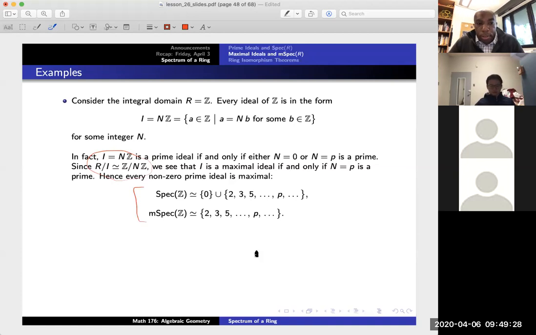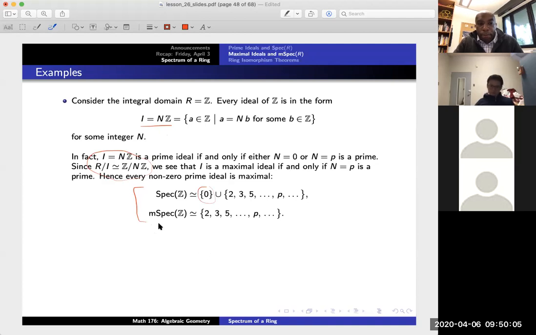Spec of Z looks like 0 along with the prime numbers, because once I pick a number n, either n is 0 or n is a prime, I can then work backwards to generate a prime ideal. On the other hand, M spec only looks like the prime numbers, because if I'm given a prime number, then again, I can generate a maximal ideal, P times Z. So you'll notice that 0 is contained because Z here is an integral domain.